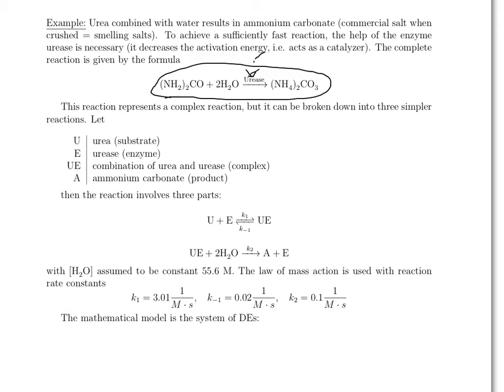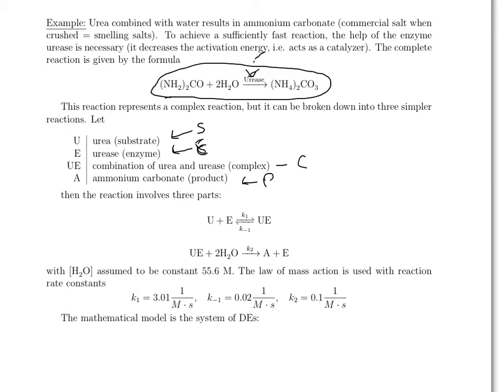So the idea to take from this is that our substrate is urea, our enzyme is urease, so E. Combine those two together, that's our complex, so we'll use UE, and then A is our product. So in terms of what we saw earlier, this is acting like our S, our E, C, and P.